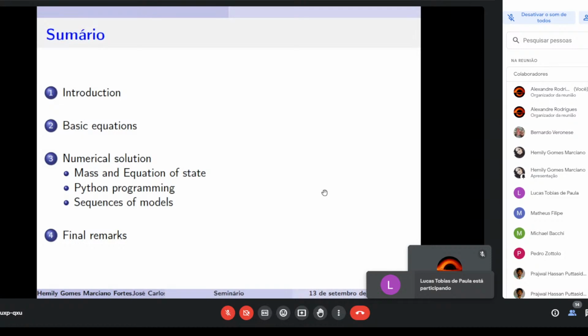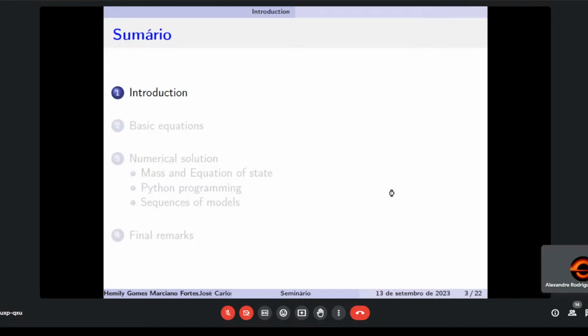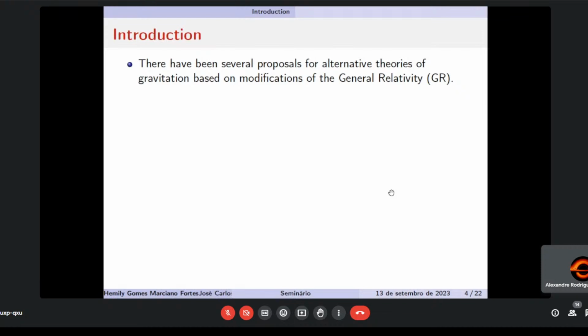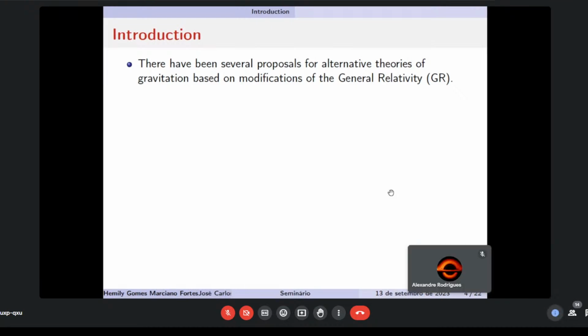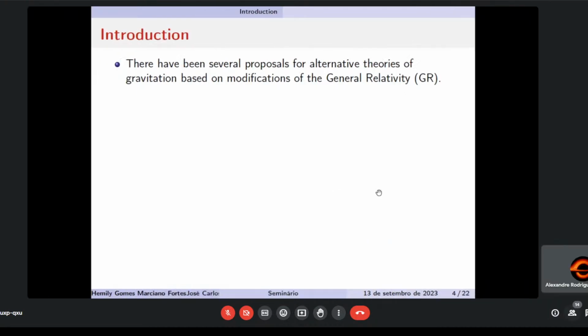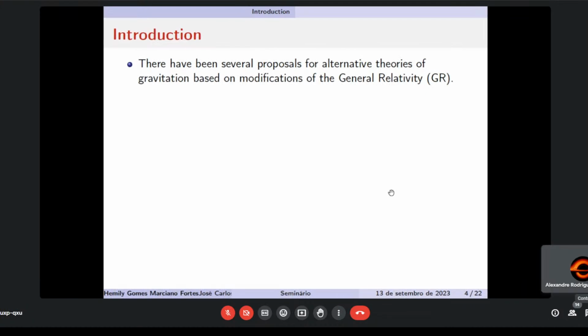of object, and discuss all the results we have been obtaining. So we know that there have been a lot of proposals for alternative theories of gravitation, and they are modifications of general relativity in general.